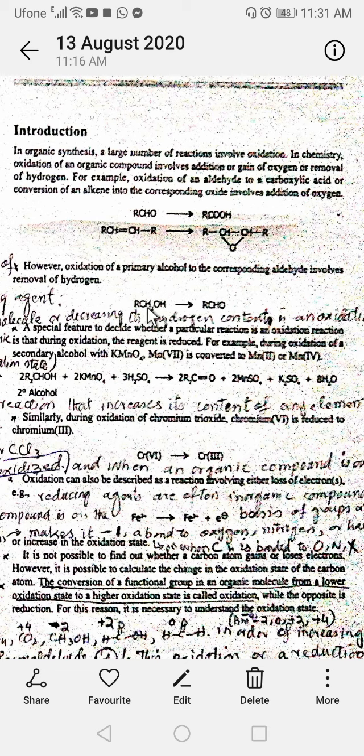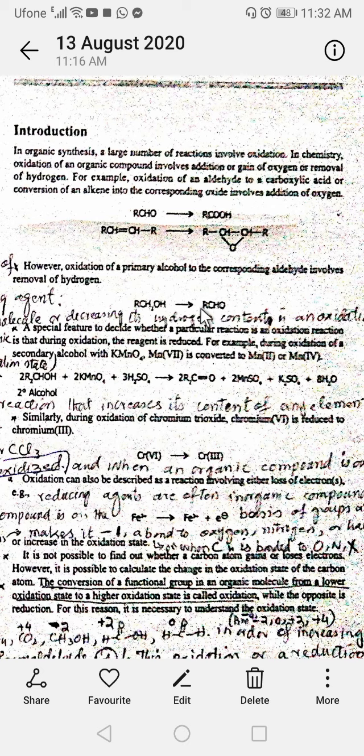Now see these examples here. RCH2OH is a primary alcohol. Primary alcohol is that alcohol in which the OH is attached with a carbon, and that carbon is linked with only one carbon atom. Such types of alcohols are called primary alcohol. Now primary alcohol is changed into the aldehyde. So what has happened? Two hydrogens are removed from the primary alcohol. It is changed into aldehyde.